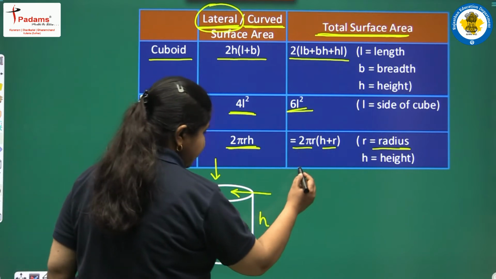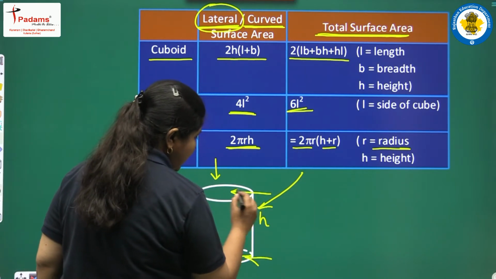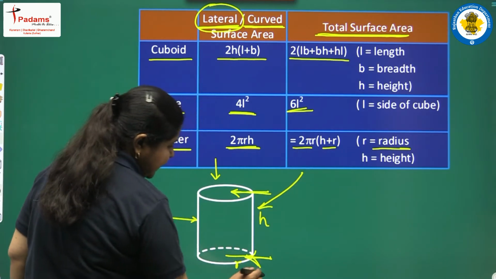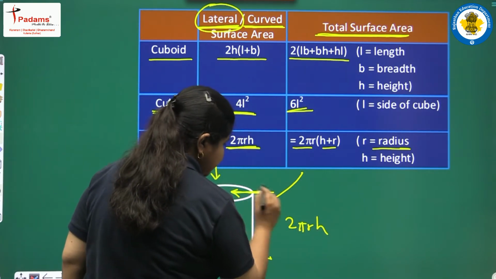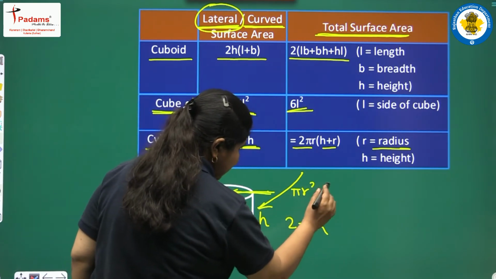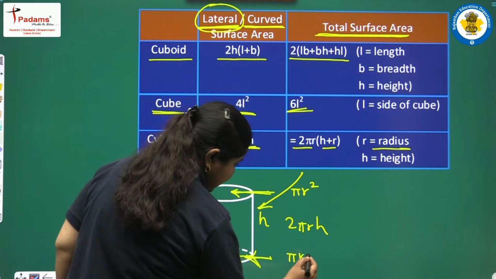So in total surface area we take this curved part and also this top circle and bottom circle. Now this one is 2 pi RH, the curved surface area. Top circular part has the area pi R square, the bottom circle has area pi R square.